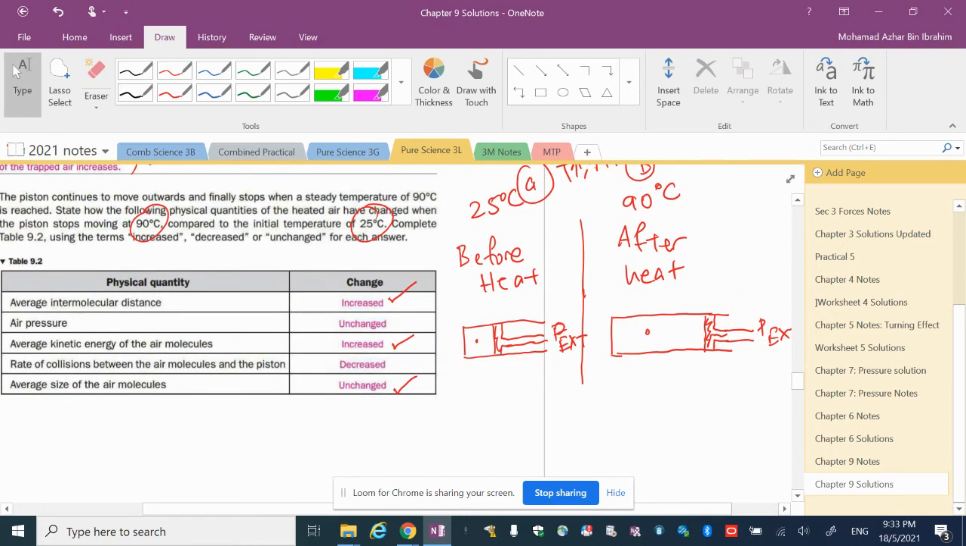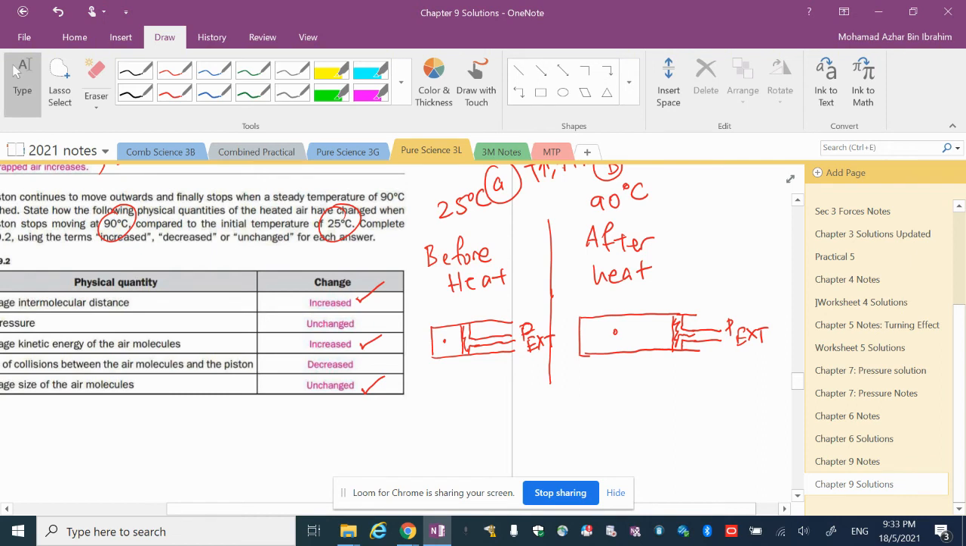So you know from your study that if the internal pressure is greater than the external pressure, then your piston will start moving out to increase the volume. And the piston will stop moving, such that the volume will stop increasing, when the internal pressure becomes the same again as the external pressure. So that's why it is unchanged.